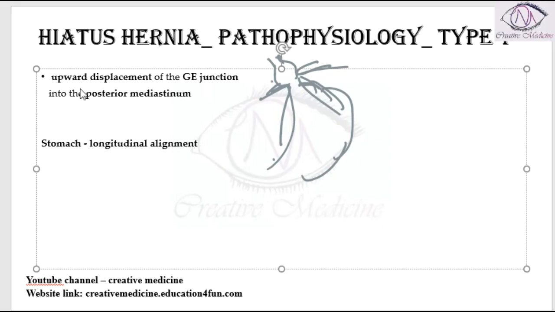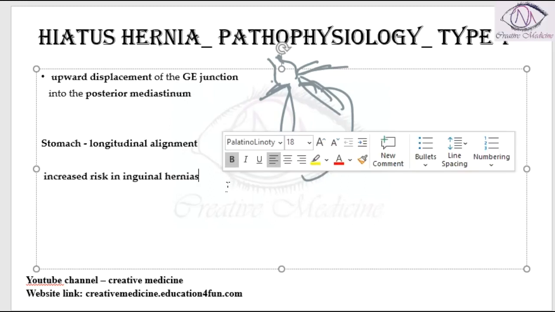This type 1 hiatus hernia is associated with people with inguinal hernia. That is, if the patient has inguinal hernias, he has an increased risk of hiatus hernia. So there is an increased risk of hiatus hernia seen in inguinal hernia patients.